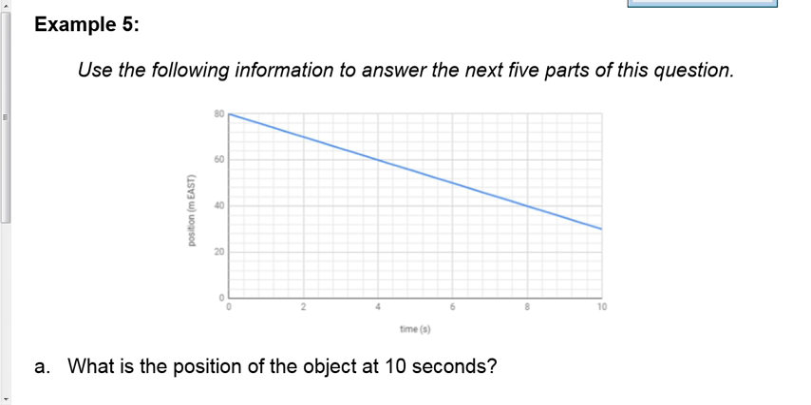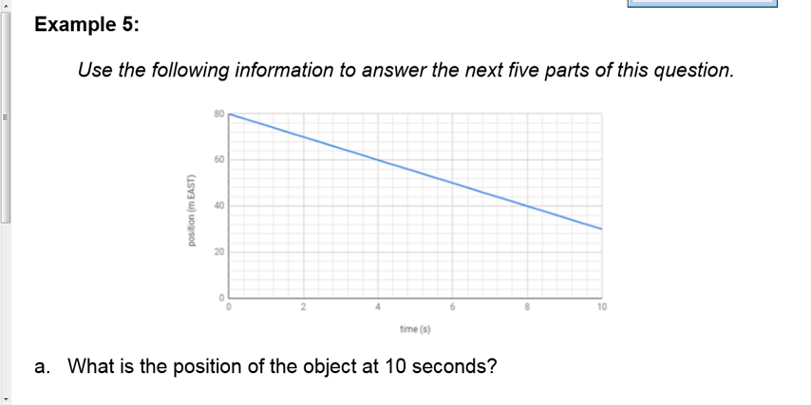Let's have a look at example number 5 in your example question booklet. This one says, use the following information to answer the next 5 parts of this question. The good news is there's 5 parts of the question, but they go pretty quickly. It's not like it's 5 really, really long questions. They're 5 short questions. Now this graph is entitled, and by rights it should be. Graphs should always be titled. What would the title of this graph be?